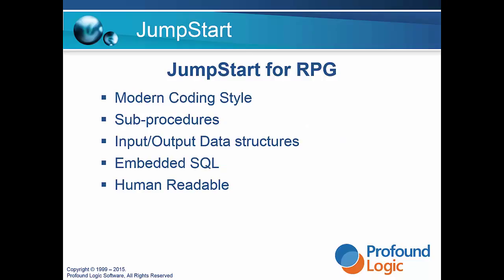The style of code that JumpStart generates is a modern coding style using best practices, for example using sub-procedures instead of subroutines. It uses data structures for all the I/O to the display file, it uses embedded SQL, and of course, most importantly, it's human readable. The code is well laid out using good field names, easy to understand and to follow. And this is important because the intention is that you would modify the program for your own specific use. So it's human readable, easy to use.